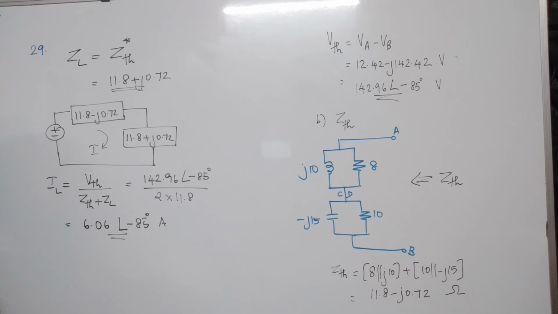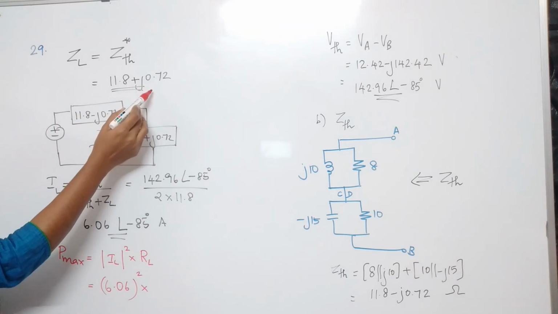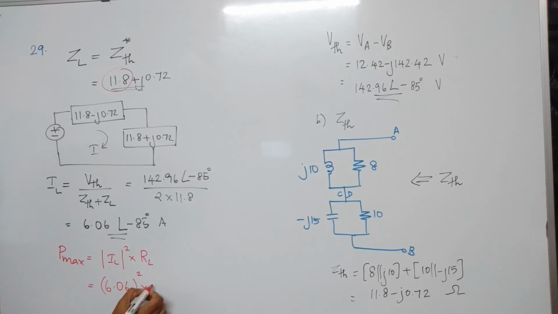Now P max is equal to modulus IL squared into RL. It is not ZL. We need to take only the real part. Current also we need to take only the magnitude part. So it will be 6.06 the whole squared into RL. ZL is RL plus JXL. So RL is 11.8. And the final answer is 433.34 watts.